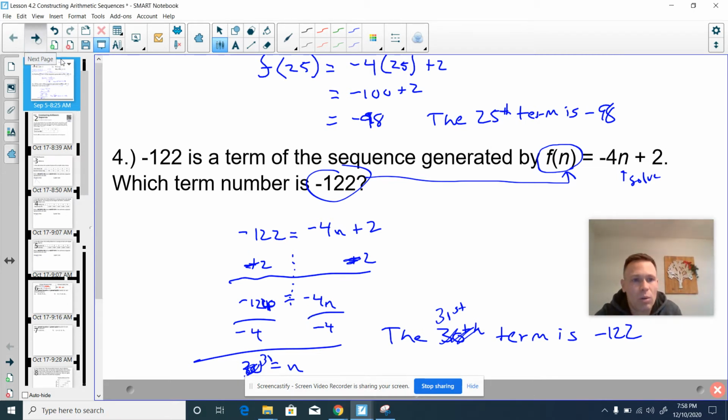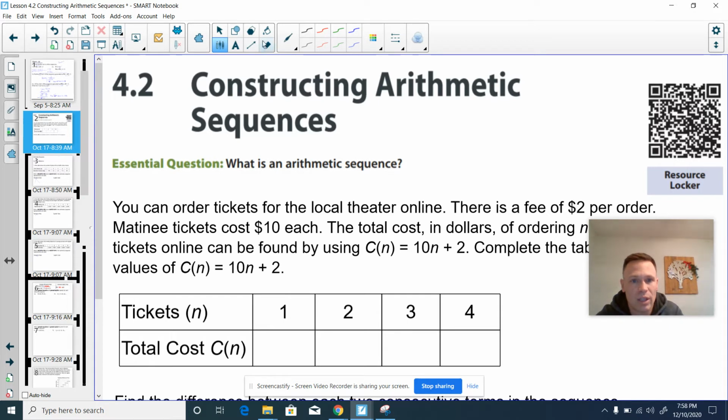All right, so now that we got our warm up out of the way, let's talk about today's lesson about constructing arithmetic sequences.